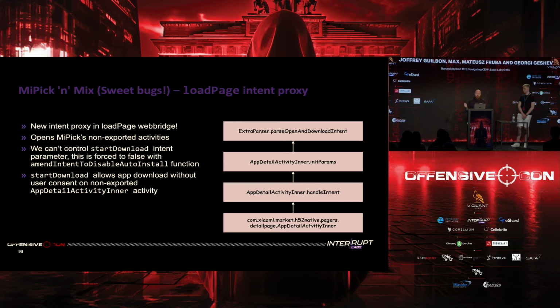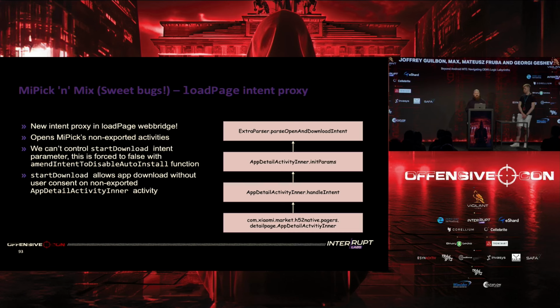So we have a new intent proxy in the load page web bridge, which is really nice because when you get these kinds of things, you also get access to the non-exported activities, which are by default trusted because they are not exported through a browsable intent or something along those lines, which means there's less security. It's the case also in the Samsung world. And here, mainly, they can't fire an intent that will reach this thing, so we can install applications due to that. And it's not a bug until you can reach it. And this is what an intent proxy inside the application gives us.